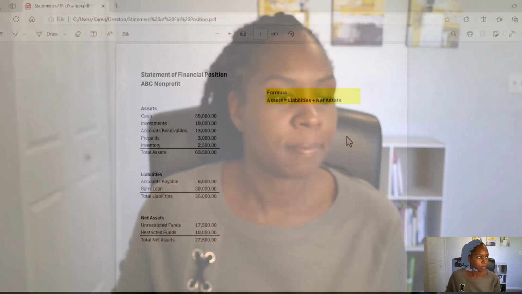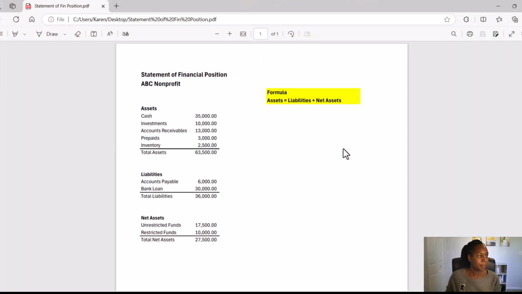The first thing you want to do is run or obtain your most recent statement of financial position, which many call the balance sheet. When you look at it, you will see a list of accounts with balances. Each of those accounts should reconcile to something or have some type of explanation. So here's an example of a statement of financial position for ABC Nonprofit. This is a fictional statement of financial position.